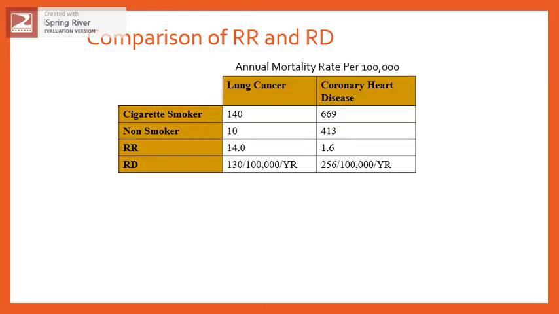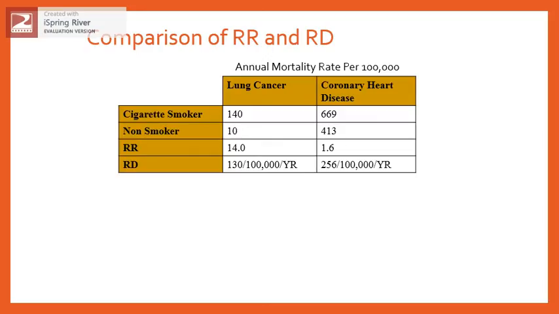Okay, so you're looking at mortality rate as your outcome from these different diseases. So cigarette smokers, 140 people in the study died of lung cancer, and 669 died of coronary heart disease. The non-smokers, 10 died of lung cancer, and 413 died of coronary heart disease. They've already calculated the relative risk for you. So the relative risk of lung cancer is 14.0.